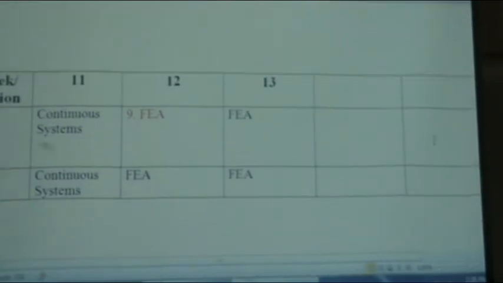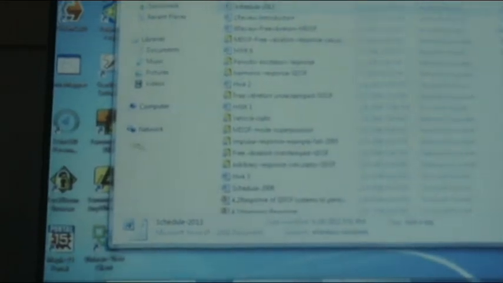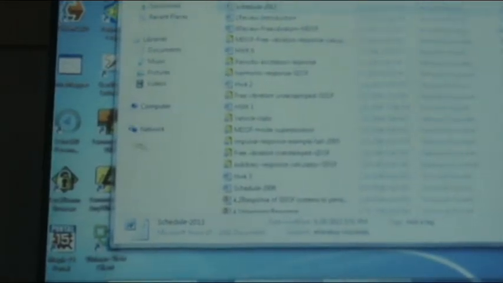Once we finish the continuous systems, the last 2 weeks will be on finite element analysis, which is the numerical method to essentially solve the differential equations of motion of the system. So with this, let's start talking about this class with introduction.